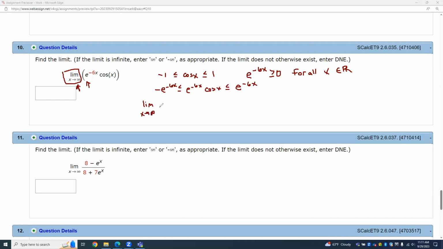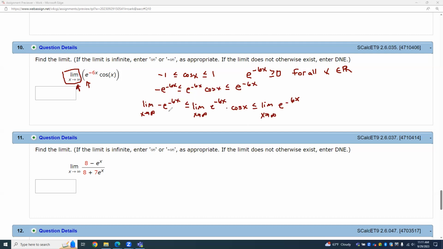The limit as x goes to infinity of negative e to the negative 6x is less than or equal to the limit as x goes to infinity of e to the negative 6x times cosine x, which is less than or equal to the limit as x goes to infinity of e to the negative 6x, which I know is a lot going on there. Okay, so from here, what we're going to do is see if we could possibly evaluate the outsides, and we can, even if it might not feel like it.